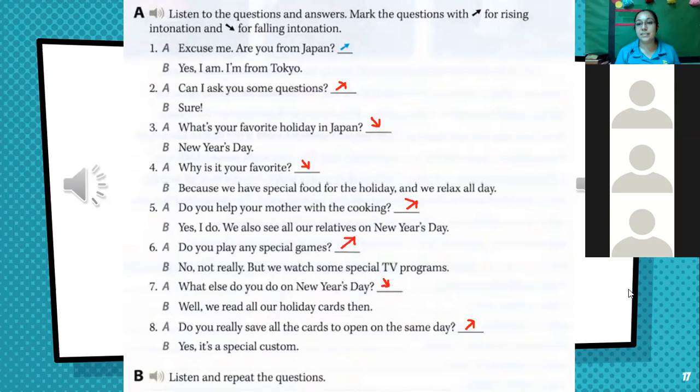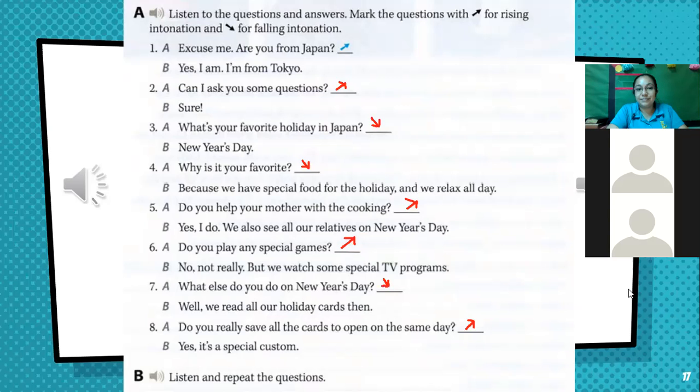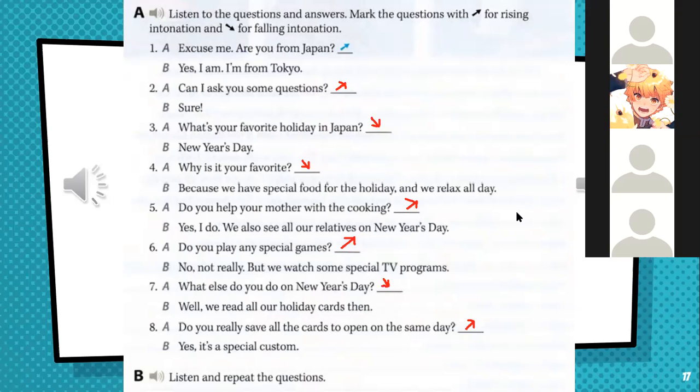What's your favorite holiday in Japan? Okay, New Year's Day, excellent. So let's see, Natalia Torres, number 4.